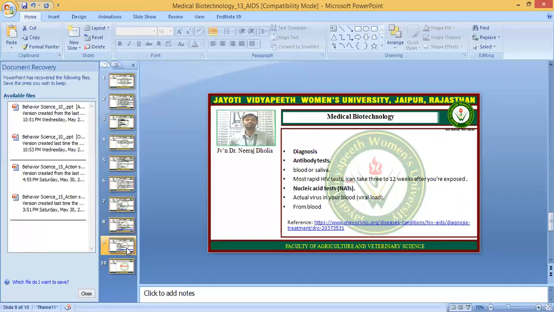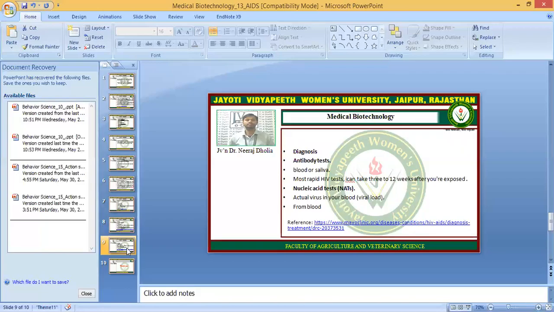Again, the next diagnosis technique is the antibody test. For the antibody test, the sample can be taken from the blood or the saliva. The most rapid HIV tests are also in the antibody test. They are enhanced tests, and they can take 3 to 12 weeks after exposure to the virus. The third diagnosis test is the nucleic acid test.